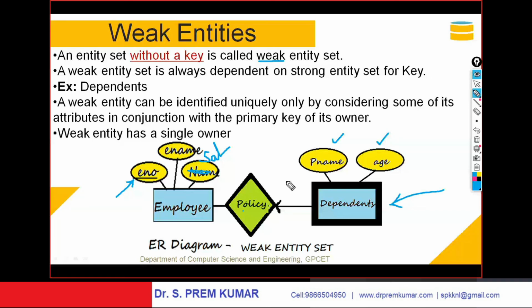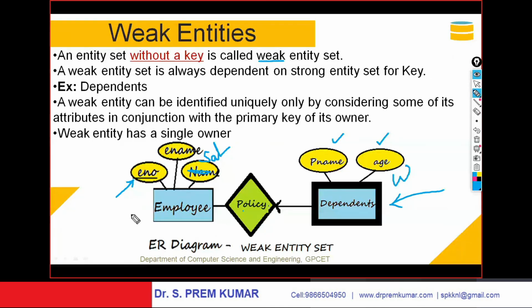For example, in college every student is given a roll number. But we maintain even the details of your parents, your father's profession, your address. Your father is not given any roll number. Based on your roll number, we identify your father. Similarly, based on the employee number, you identify the dependent details, dependent name and age. Hence the dependent is a weak entity set.